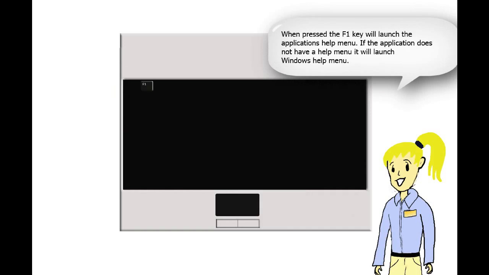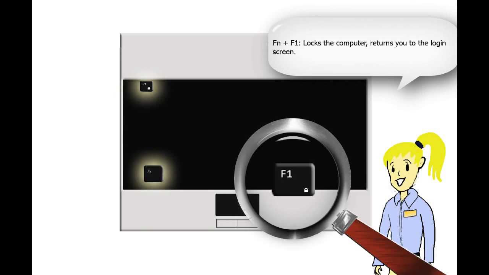When pressed, the F1 key will launch the application's help menu. If the application does not have a help menu, it will launch Windows Help menu. Function plus F1 locks the computer and returns you to the logon screen.